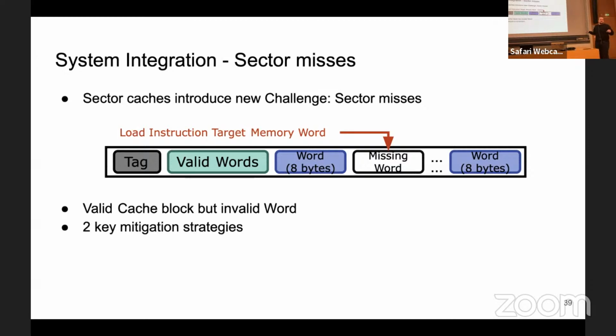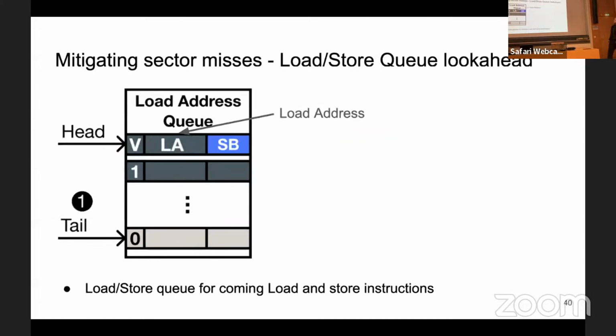This is bad. This leads to a cache miss when previously there wouldn't have been a cache miss, which decreases performance. We don't want that, which is why the paper introduces two key mitigation strategies to prevent this type of sector miss, or to reduce this type of sector miss. They don't manage to completely prevent it. So one is load store queue look ahead, and one is sector prediction. We'll go through both. First of all, the first strategy to mitigate sector misses is the load store queue look ahead. And that is normally load and store instructions don't happen one by one. We have sort of a short queue of load and store instructions.